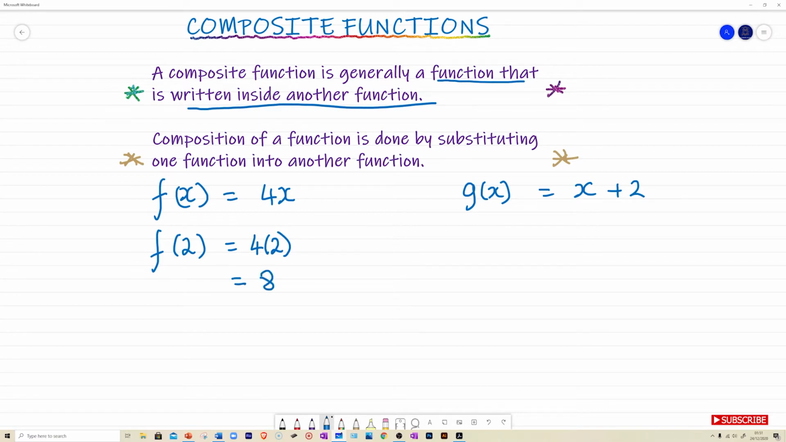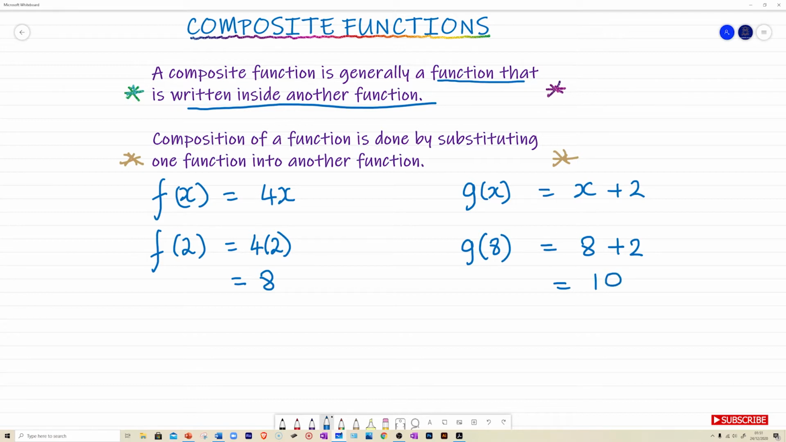Now I'm going to say, let's find g of 8. What do I get here? Well, my definition for g of x is getting x and then adding 2. So my x is 8, so that gives me 8 plus 2, which is going to be equal to 10.